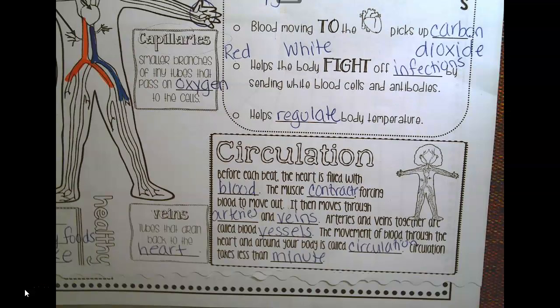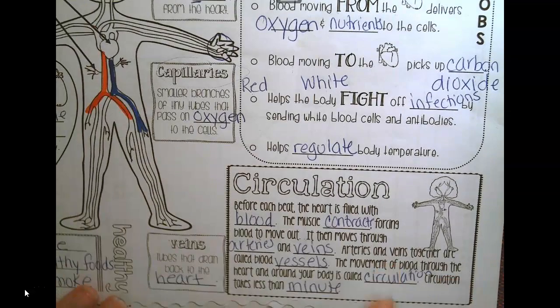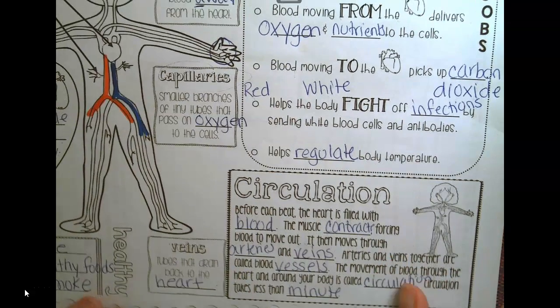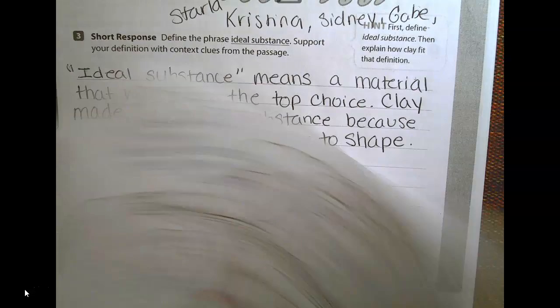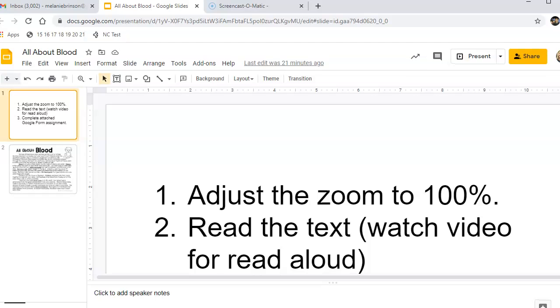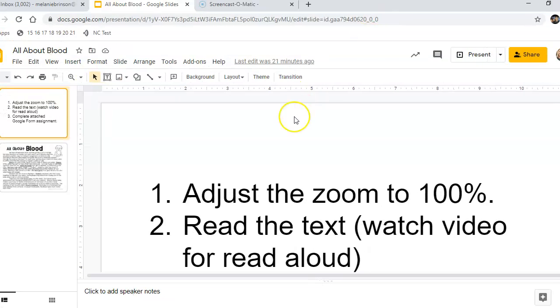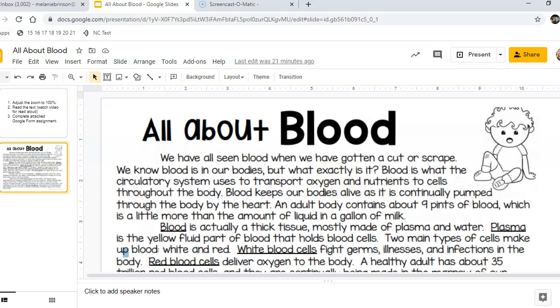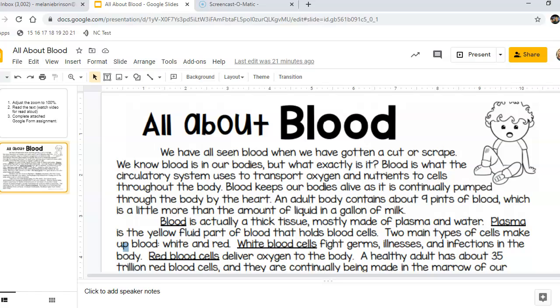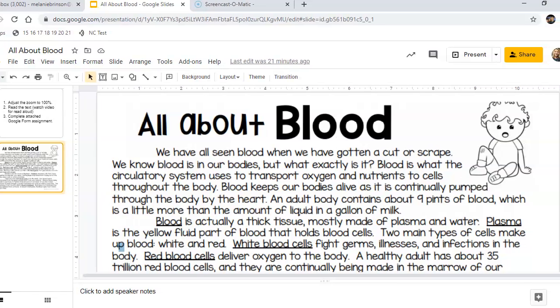All right. So this should be complete, pasted in the notebook. And the next thing we're going to move on to is the passage called All About Blood. This All About Blood assignment is in a Google slideshow. So if you don't already have this opened, have it open. You need to refer back to this when you're answering questions. I'm going to read it out loud for you. It's called All About Blood. It's got this cute little boy up there in the right-hand corner.